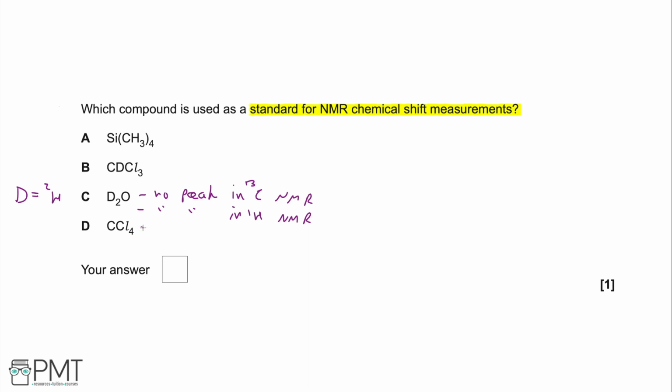In the same sort of idea, we've got tetrachloromethane here. This is not going to produce a peak in hydrogen NMR. There's no hydrogens in this compound. We're not going to get a peak in hydrogen NMR. Same problem with this. This is deuterated trichloromethane, otherwise known as deuterated chloroform. And this does have a carbon. It has deuterium rather than hydrogen though, so this is going to have no peak in hydrogen NMR.